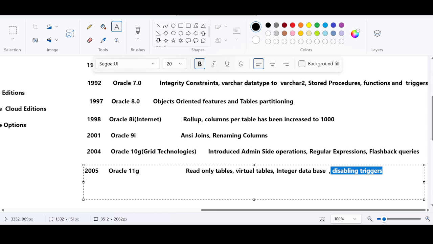Don't worry about what triggers, integer data types or virtual tables are. We will understand this after the Oracle installation. This is a one-minute topic, guys. 1998, 2001, 2004, then 2007. And here we go, directly jumping to 2013.